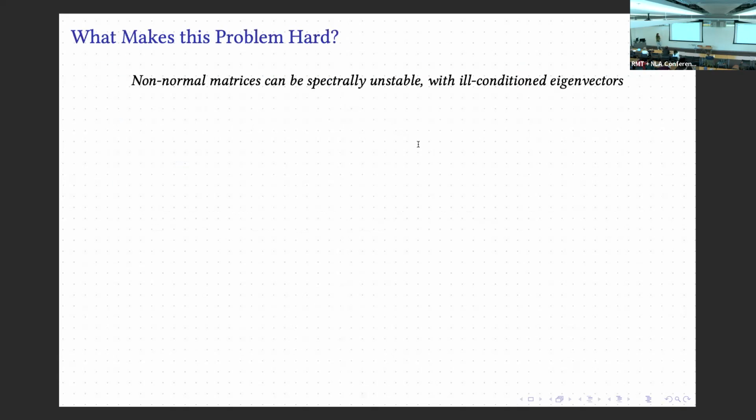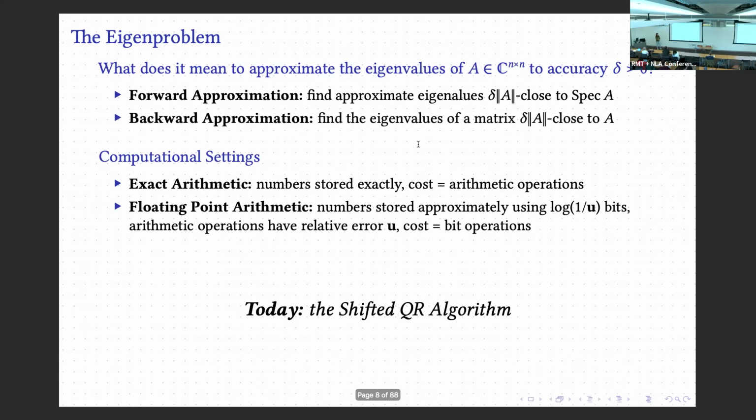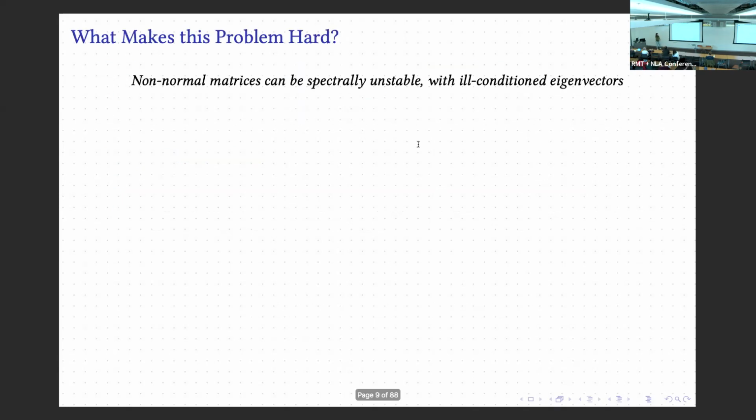So why is this a hard or interesting problem? The thing that makes this problem hard in the case of non-normal matrices is that they can be spectrally unstable, meaning you can perturb them a small amount and their eigenvalues move a lot. And going back to these notions of approximation, this is why backward approximation is the name of the game here, right? Because if small perturbations of the matrix can produce macroscopic, really large changes in the eigenvalues, then as your algorithm is running in floating point arithmetic, you're doing lots of rounding, you're making small perturbations to the matrix, and the eigenvalues potentially could go all over the place. So let's see an example of this.